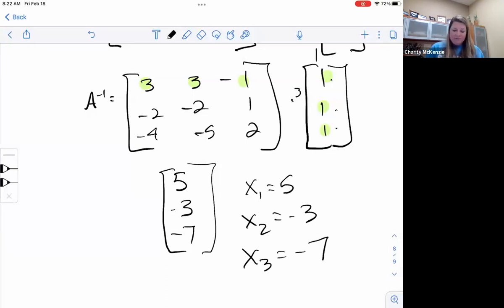So you can still easily do it with a 3x3, just as quick as a 2x2 with the calculators. All right. Good luck. Let me know if you need help.